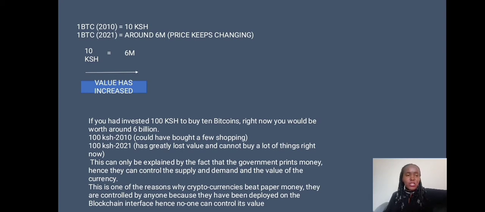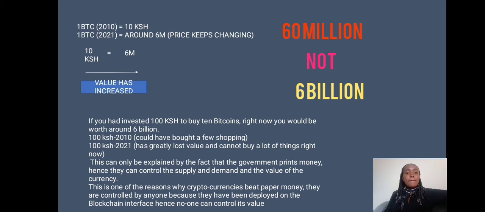From 10 Kenyan shillings to 6 million, what has happened between this time is that the value of the Bitcoin has increased. If you had invested 100 Kenyan shillings to buy 10 Bitcoins, right now you would be worth around 6 billion. That is, you multiply 10 Bitcoins by 6 million, you get 6 billion.